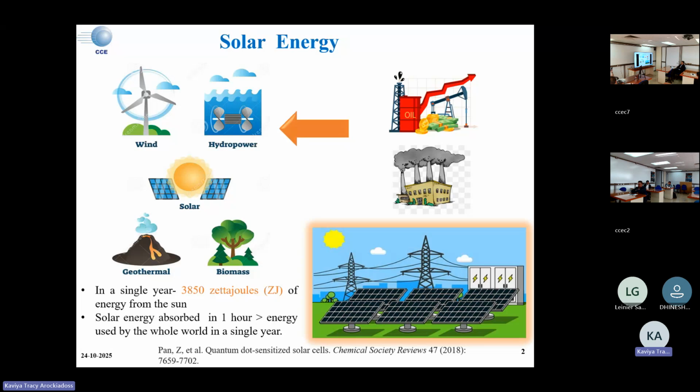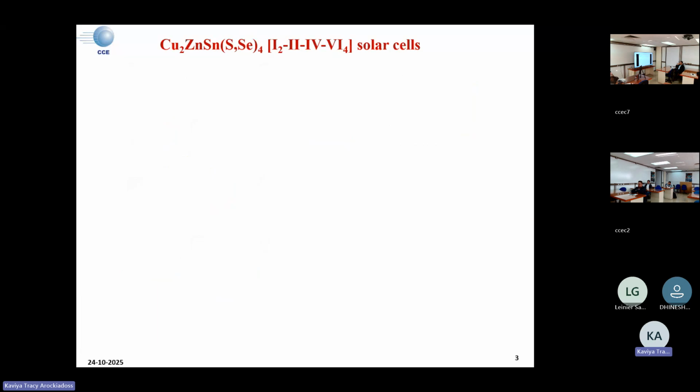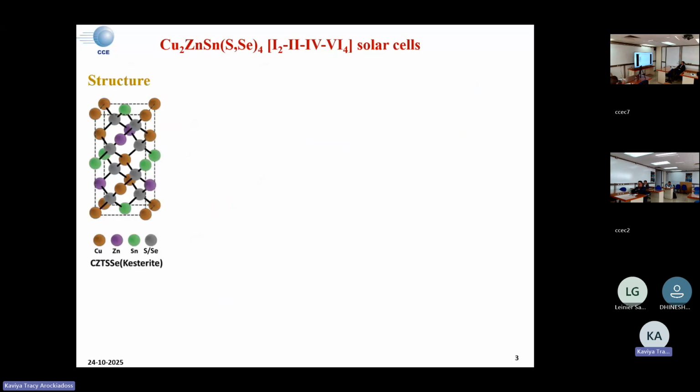Now, silicon solar cells, CdTe, and CIGS are commonly used as semiconductors in solar cells. However, due to the toxicity of cadmium and the presence of rare earth elements in CIGS, scientists are working on other alternatives, and copper zinc tin sulfur selenium is one of the alternative semiconductors which has been used in solar cells. It has a kesterite structure.